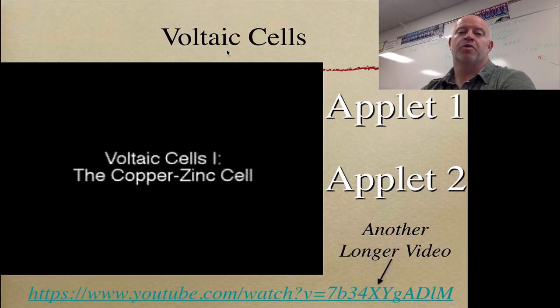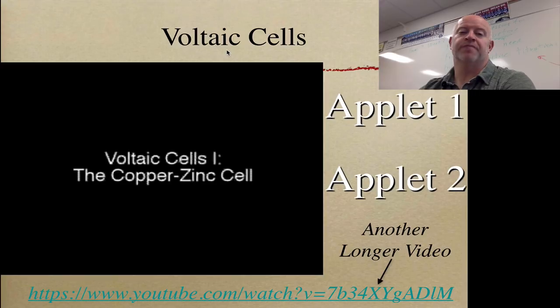So when we started this unit, we talked a lot about redox and oxidation reduction, and what is gaining electrons and what is losing electrons. The reason why we start the unit with that stuff is because that's the foundational chemistry behind how batteries work, or how voltaic cells work.